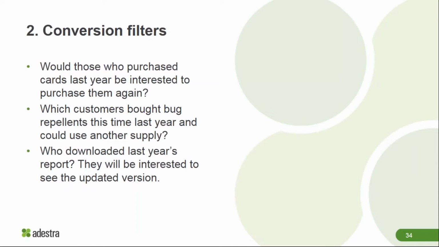Would those who purchased cards last year be interested in purchasing them again? Or which customers bought bug repellents, as we're still in summer, this time last year and could use another supply because they've run out. When you have products that have a predicted life cycle use and they're renewable, such as ink cartridges or bug repellents.